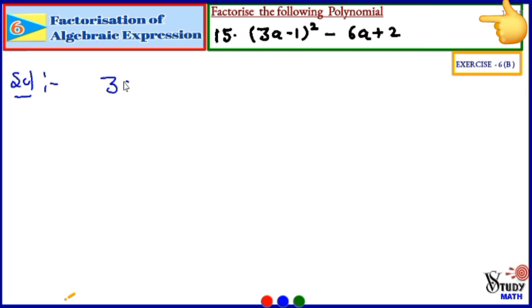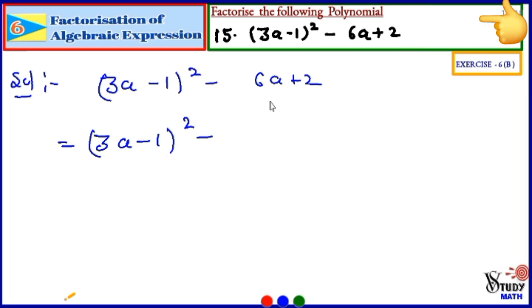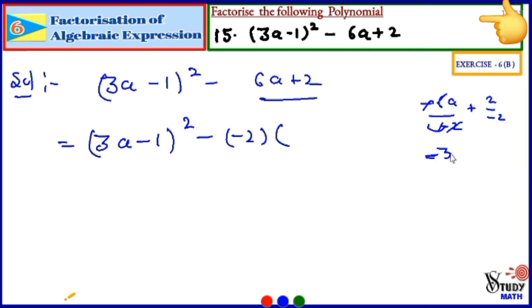Problem number 15 is here: (3a − 1)² − 6a + 2. So here what we do: in (3a − 1)², I'll take −2 as common from −6a and from positive 2. So this negative and this negative cancel out, and this 2 cuts 6 three times. So I have positive 3a, and this negative sign multiplies here and becomes −1, and this 2 cuts 1 one time. So this is remaining here. What we have in the bracket: (3a − 1) to the power 1.